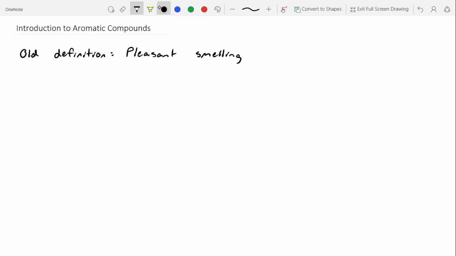However, not all pleasant-smelling things are aromatic in the sense of organic chemistry aromaticity, right? Oftentimes, esters are also pleasant smelling. Same thing with aldehydes. So we had to change our definition.